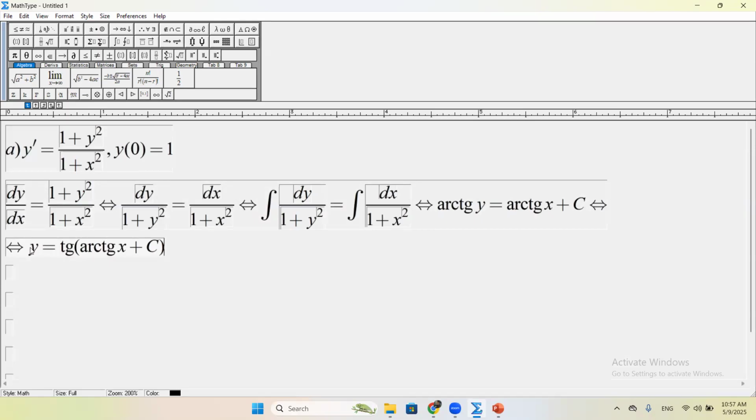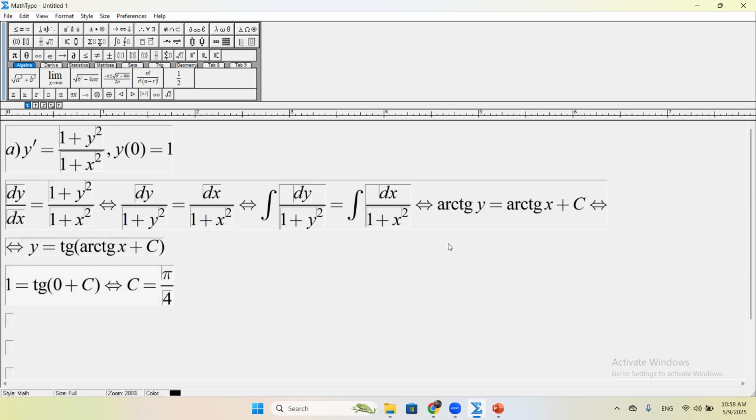So we found the general solution, and now we have to find the partial solution. So now I substitute 1 instead of y and 0 instead of x. And what do I receive? 1 equals tangent of 0 plus c. And actually, we can see that tangent c equals 1. So it means that c equals pi over 4, because tangent of pi over 4 equals 1.